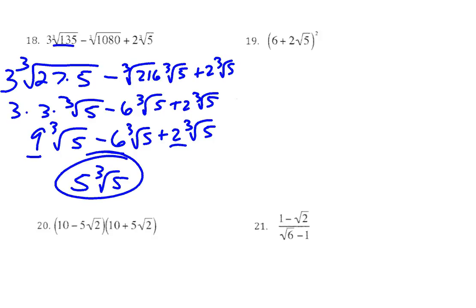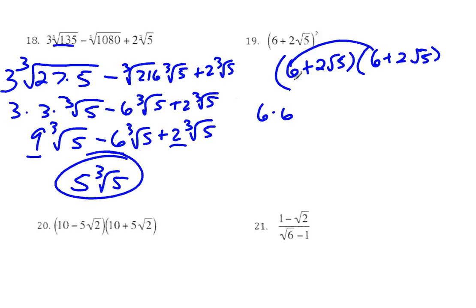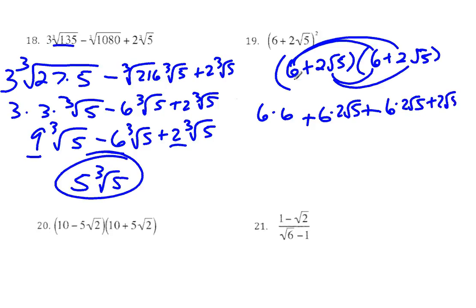19, you could either square dance it, or if you feel more comfortable, you could write it twice. You need to do 6 times 6. Then you need to do 6 times 2 root 5. And then you're going to do 2 root 5 times 6, which is the same as 6 times 2 root 5. And then you need to do 2 root 5 times 2 root 5.